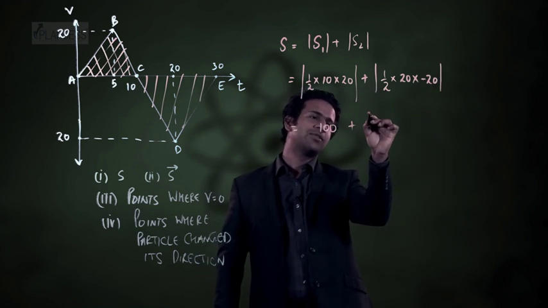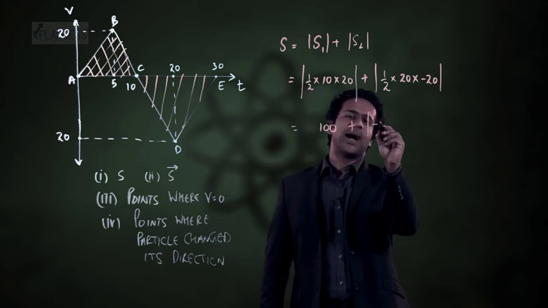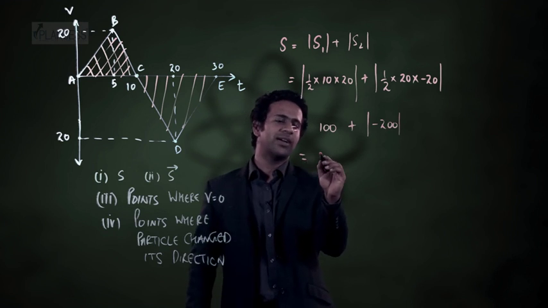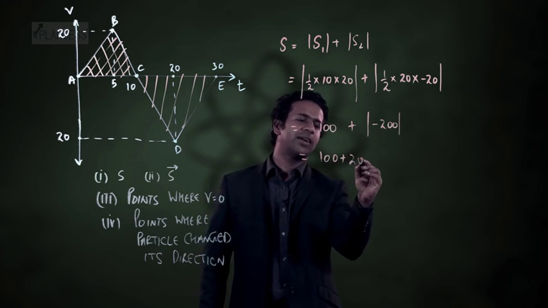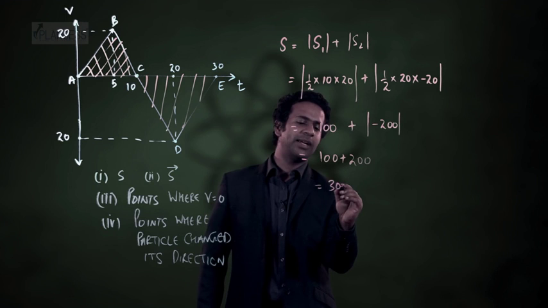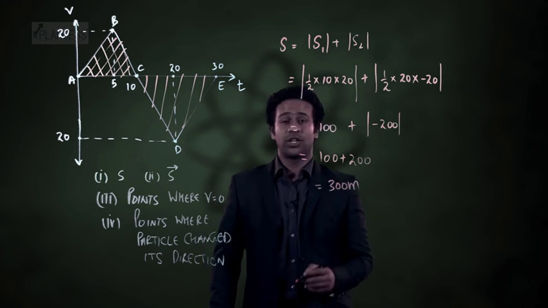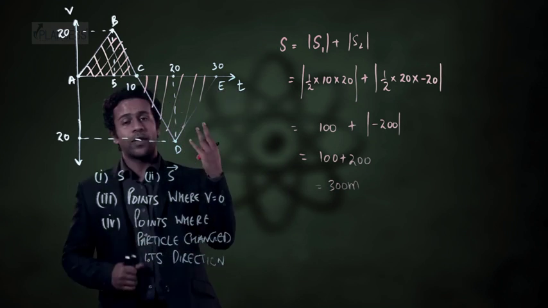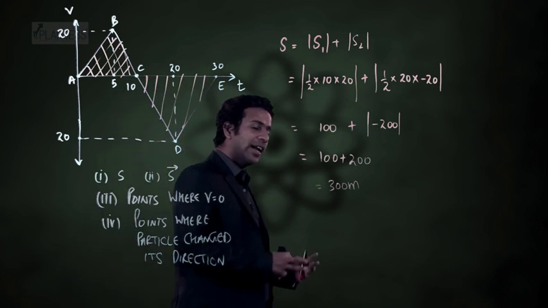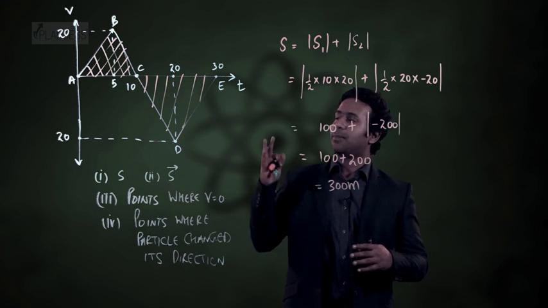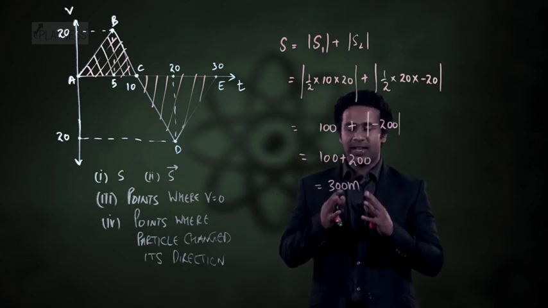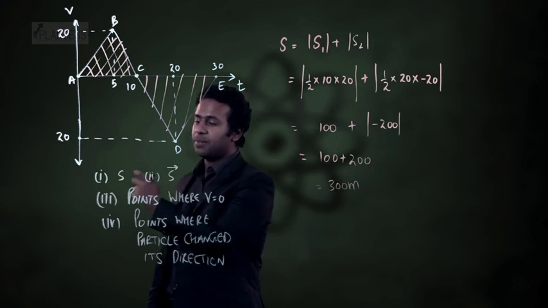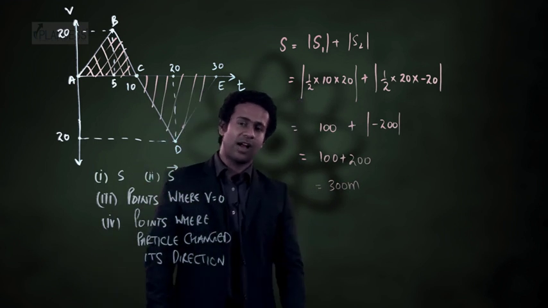So this becomes modulus of minus 200. So modulus of minus 200 gives you 200. So 100 plus 200 gives you 300 meters. So this is the total distance covered by the particle which has moved on this path. So while going from A to E, the particle has covered 300 meters, right? So this gives us the answer to our first part, which is finding the distance covered.